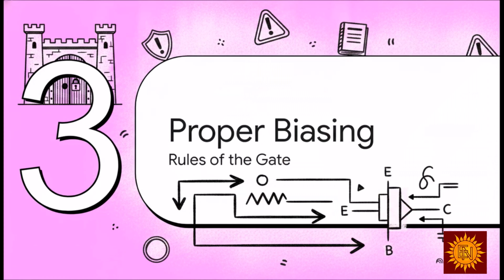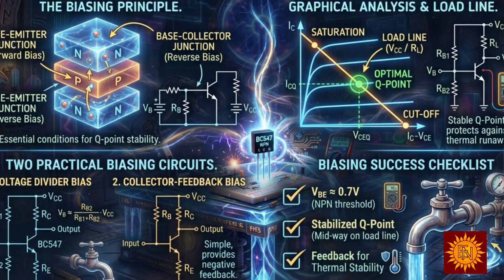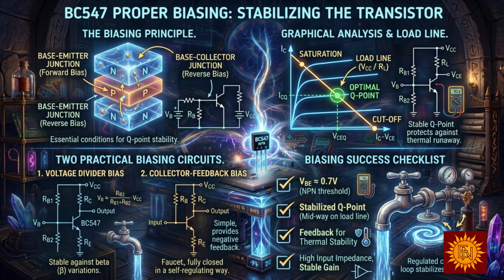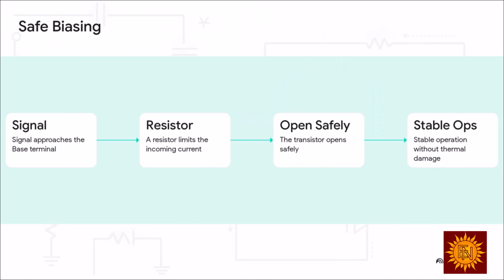Section 3. Mastering proper biasing, the rules of the gate. Now you might be wondering, what actually happens if the base receives too much current? Well, pushing past those spec sheet limits we talked about earlier causes violent thermal spikes. It'll literally melt the internal junctions and instantly destroy the component. Not good. So, the absolute crucial point here is that we must protect the base, and we do this through a concept called proper biasing.